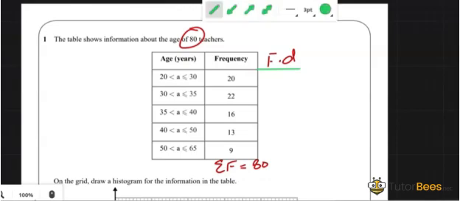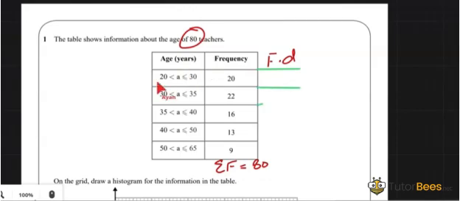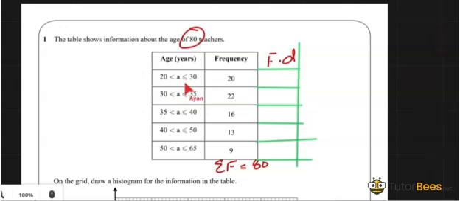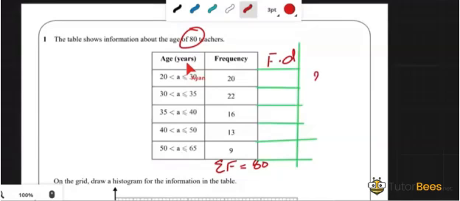I believe you said it in the last lesson. You work out the difference between these two, the class interval, and you divide the frequency by the class interval. So 20 divided by 10 is 2 here.